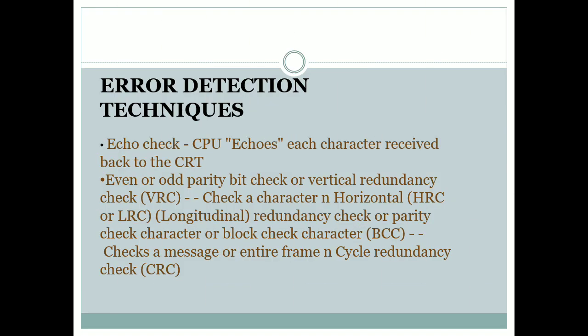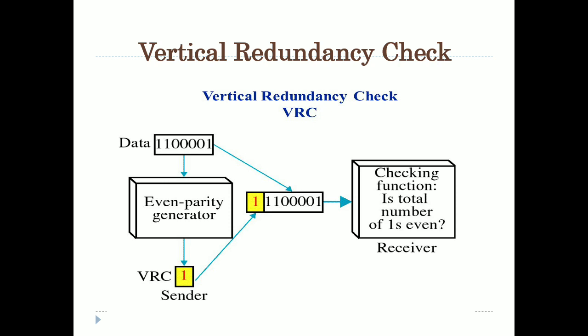Now we will explain the error detection techniques. The first point is echo check. In echo check, the CPU echoes each character received back to the CRT. The second one is the longitudinal redundancy check, that is LRC. The third one is the CRC, cyclic redundancy check. We will explain this further. Now, the vertical redundancy check.